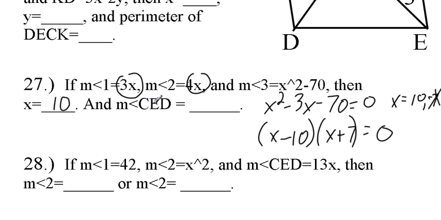And the measure of that angle, CED, which was the x squared minus 70 plus the 4x, is this whole angle up here. So we're going to have 100 minus 70 is 30. That's angle 3. Plus the 4x, 4 times 10 is 40. So CED is 70 degrees.